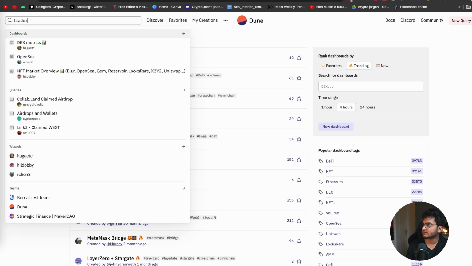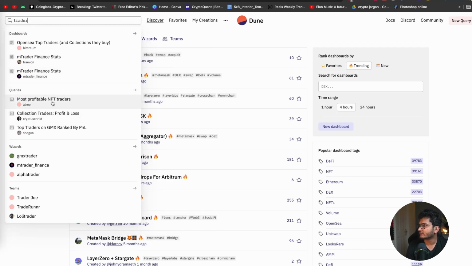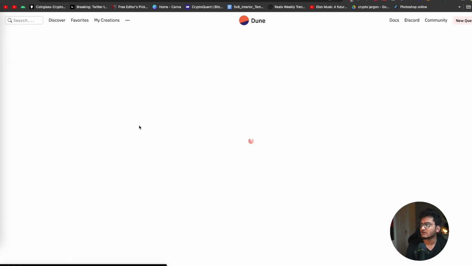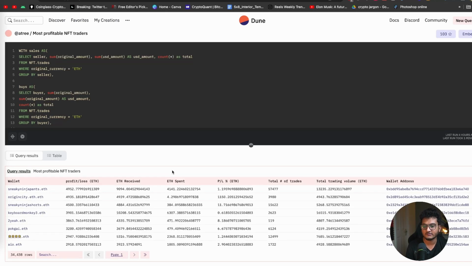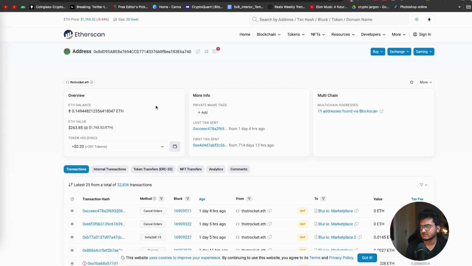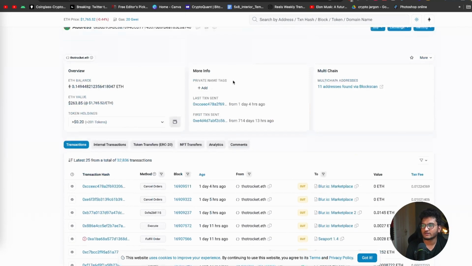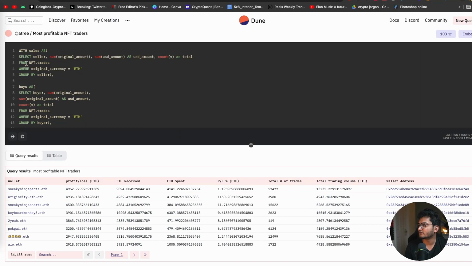So let's search trader. Here we can see different kinds of things like OpenSea top traders, most profitable NFT traders. So if you are looking to get into NFT, you can just look at what the most profitable traders are buying or what they are looking for. So here is a guy called Sneaky Ninja Pants, and you can just open his account and see a lot of NFTs being traded, and in this way you can follow along with him.